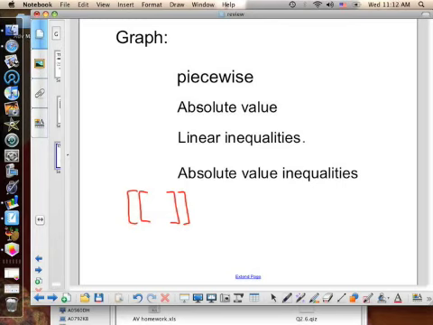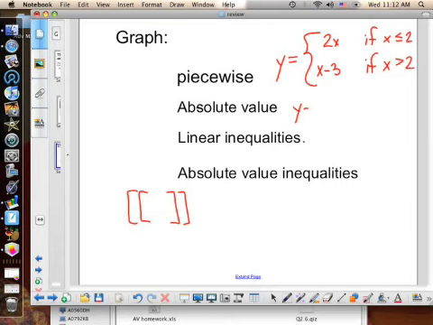A piecewise function looks like this. That's what a piecewise function looks like. Absolute value function looks like this, or whatever variations you have to it. Linear inequalities and absolute value inequalities, that's what we just got through going over.